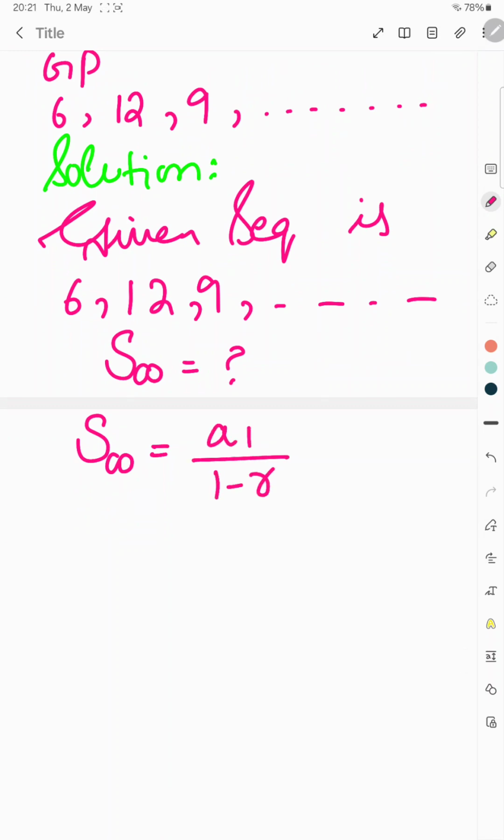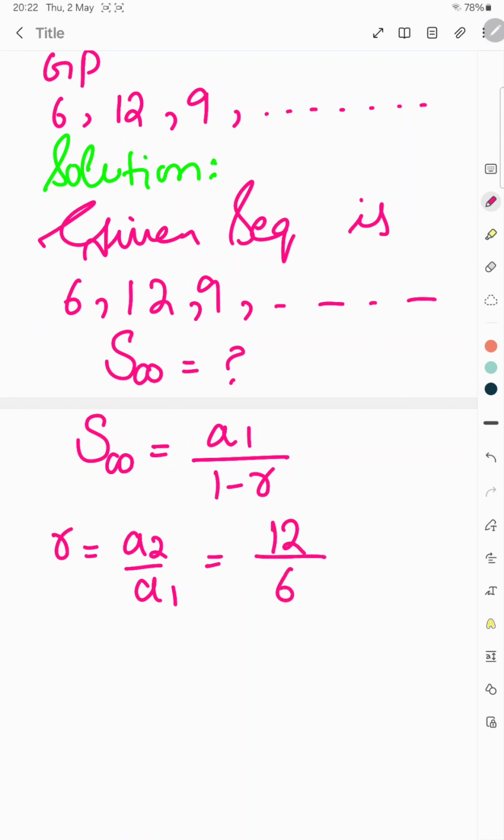But first of all, to use this formula, we have to find the value of r, so we will know whether we are able to use this formula or not. As you know, r is equal to a2 divided by a1. From the given sequence, you can see that a2 is 12 and a1 is 6.